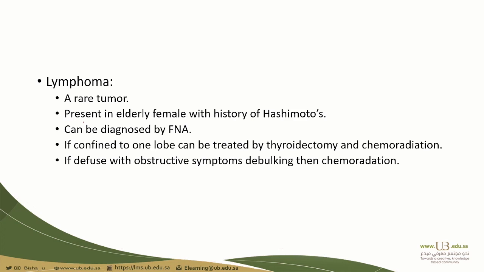Lymphoma is very rare, present in elderly females with a history of long-standing Hashimoto's thyroiditis, and can be diagnosed by FNA. If confined to one lobe, it can be treated by hemithyroidectomy and chemoradiation. Otherwise, if it is diffuse with obstructive symptoms, you can do debulking and then give the patient chemoradiation therapy.